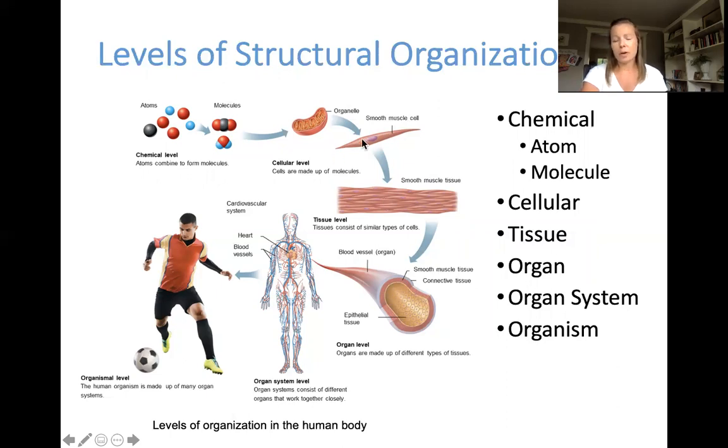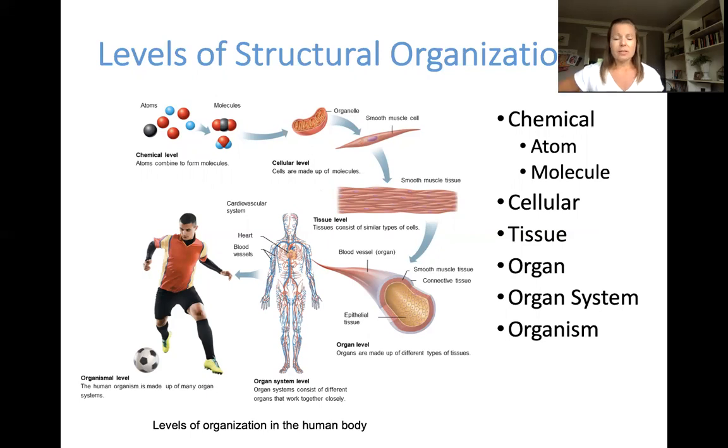For example, if you have one smooth muscle cell, you combine it with many other smooth muscle cells, that creates muscle tissue. Then several tissues together that perform a common function form an organ. So it's multiple tissue types. In this case, there's muscle tissue, there's connective tissue, and there's epithelial tissue. And together they form a blood vessel, which is an organ.